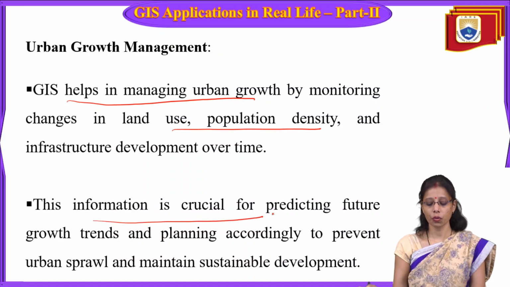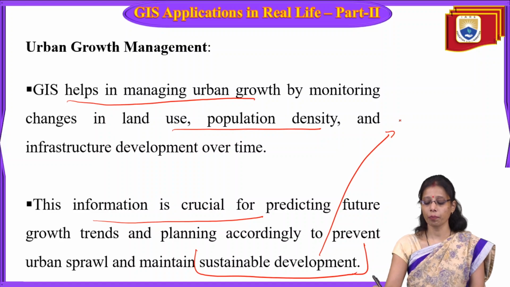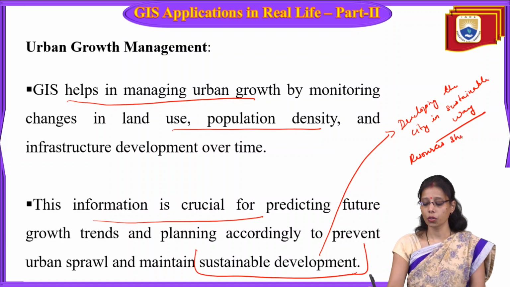So this information is crucial for predicting future growth trends, and planning accordingly to prevent urban sprawl and maintain sustainable development. Sustainable development, what is sustainable development? So developing the city in a sustainable way. Sustainable way means the resources should be managed properly. It's called sustainable development.